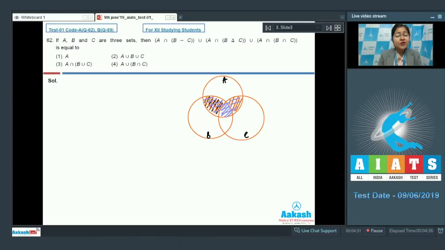So, we have to tell from the options this part is equal to which set. Now, option number 1 says A, that is not correct. Option number 2 says A union B union C, that is also not correct. A intersection B union C is equal to the shaded part. So the answer of our question is A intersection B union C. So option number 3 is the correct choice.